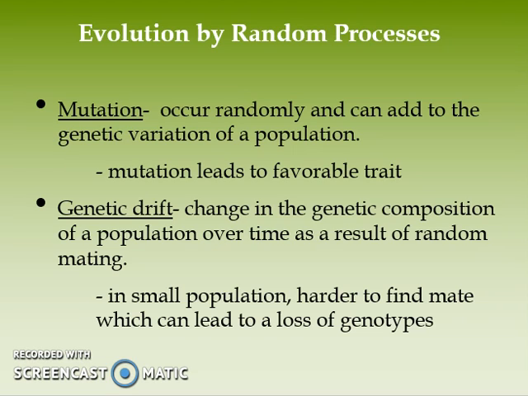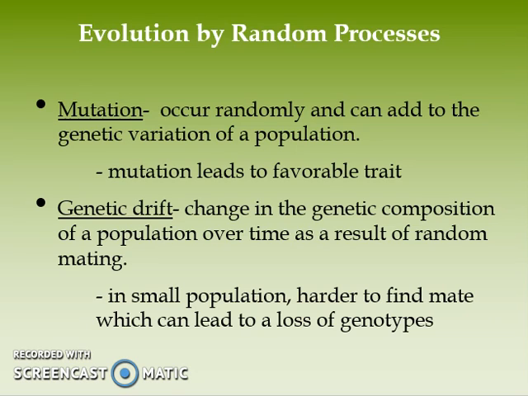Evolution through random process. Again, we already covered mutation. Just a random thing that causes a favorable trait to occur through a mutation, and that favorable trait takes over. You can have genetic drift, which is a change in genetic composition in the population as a result of random mating. This often occurs in small populations because it's far harder to find mates. So some of your genotypes are lost because they can't find mates.